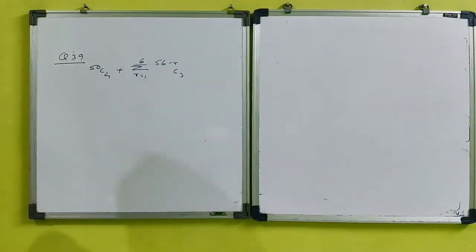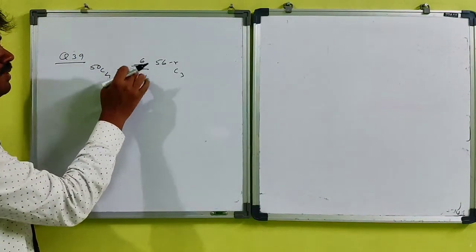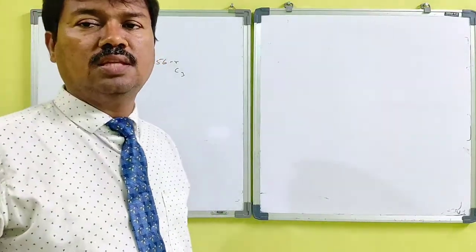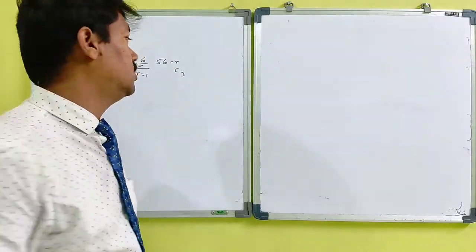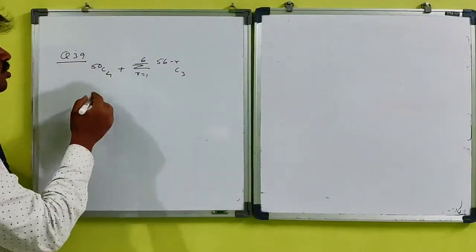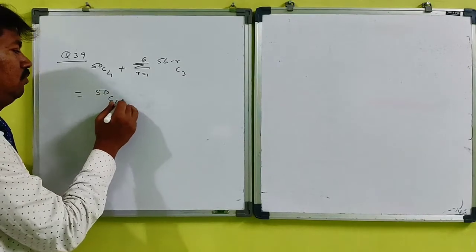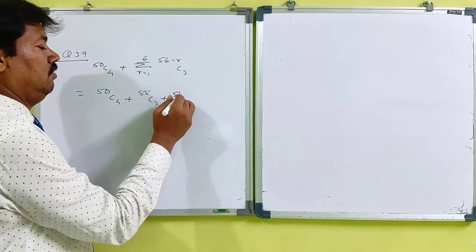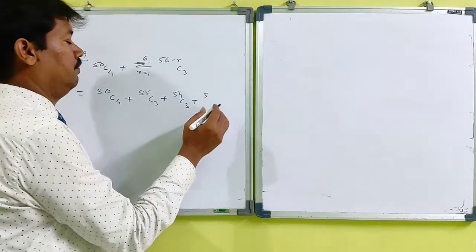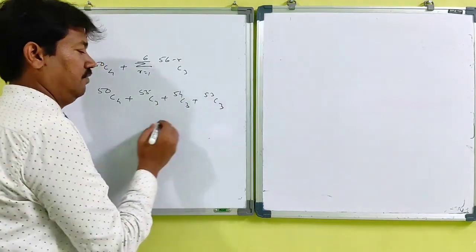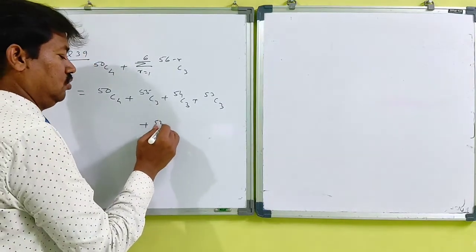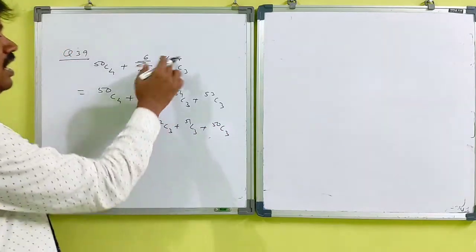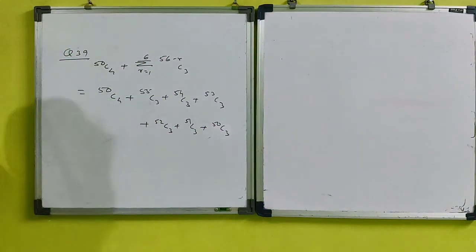Next, question number 39. It is 50C4 plus the summation from r equal to 1 to 6 of (56 minus r)C3. In this, you put r equal to 1, 2 and so on. So this becomes 50C4, then putting r equal to 1 gives 55C3, then 54C3, 53C3, 52C3, 51C3, and the last is 50C3, because when r equal to 6, the last one will be 50C3.